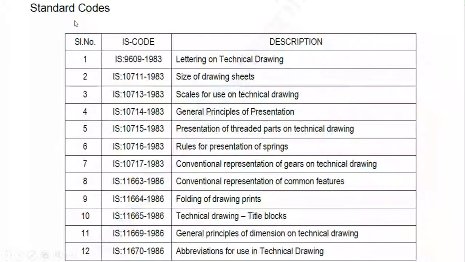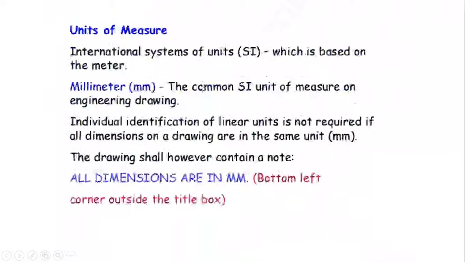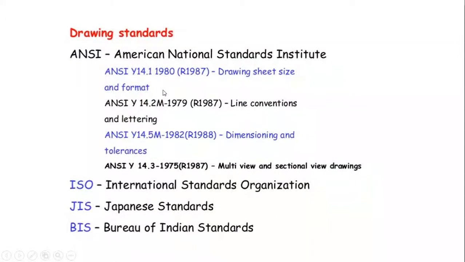These are the standard codes used. In India, IS 9609:1983 represents lettering in technical drawing. This is the Indian standard used in India. Lettering and technical drawing, size of the drawing sheet, like that we have seen in the ANSI standard.